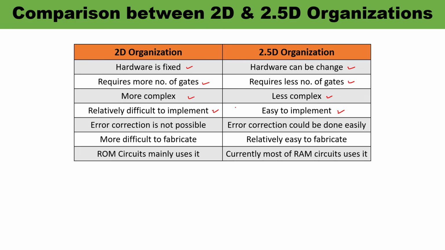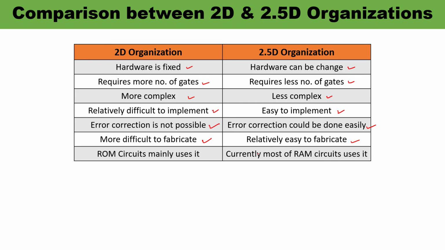In the case of 2.5D organization, each time one cell is selected, and either a bit can be written into that cell or a bit can be read out from that particular cell. It means error correction could be easily done. While it is difficult in the case of 2D organization because the overall word is going to be written into the memory or read from the memory. It is difficult to fabricate, while 2.5D organization is relatively easy to fabricate.